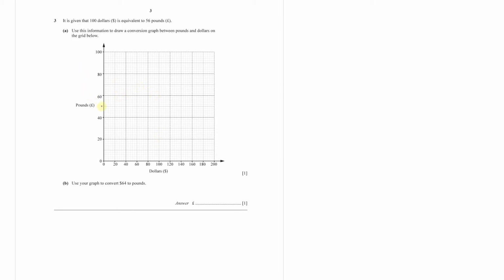So we have 50 pounds right here in the middle of 40 and 60, and each small square represents 2 pounds. So we have 50 here, this would be 52, 54, and then 56 would be right about here. So if we extend this and make it intercept the $100 line, we will get our first point on the conversion graph.